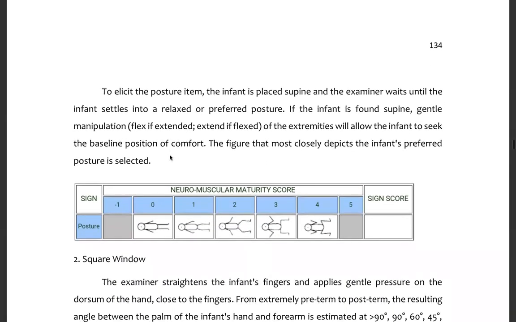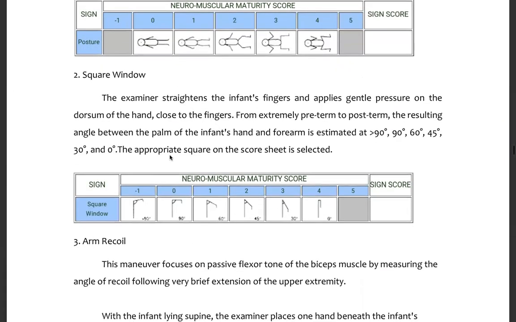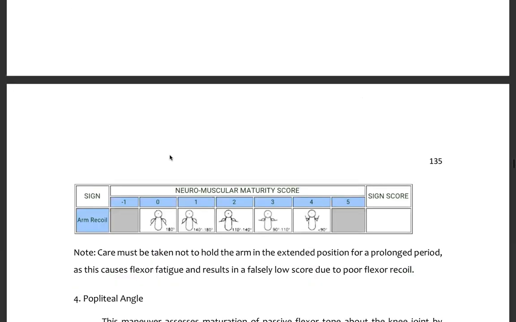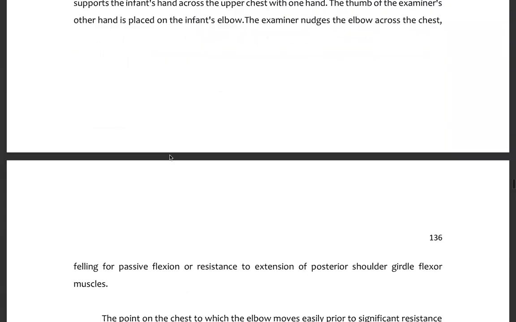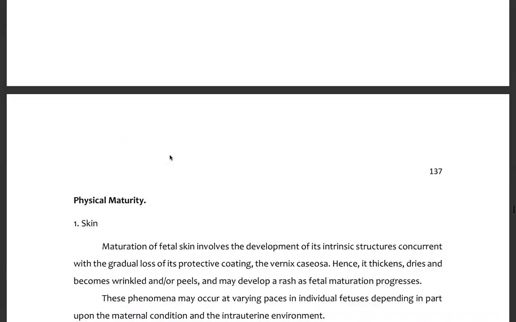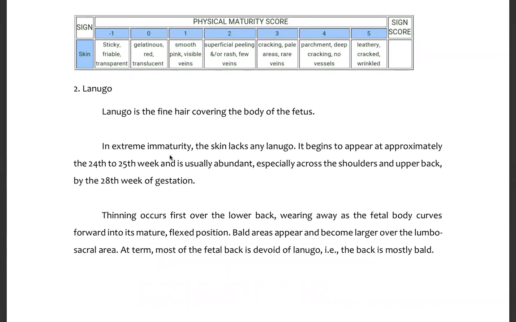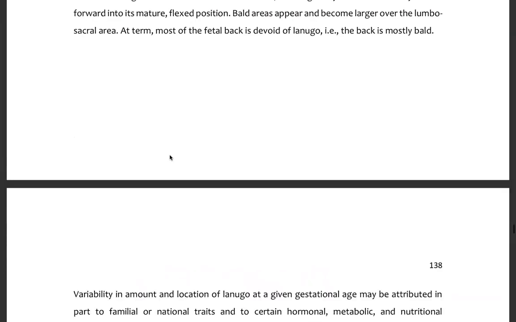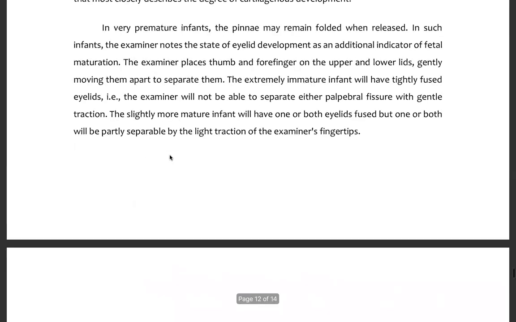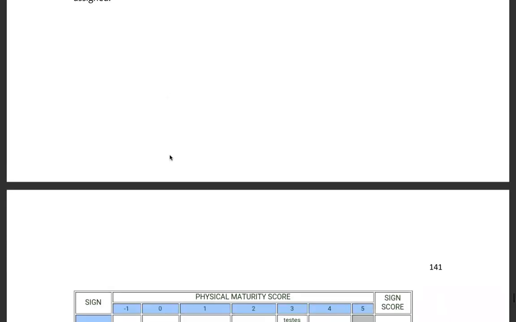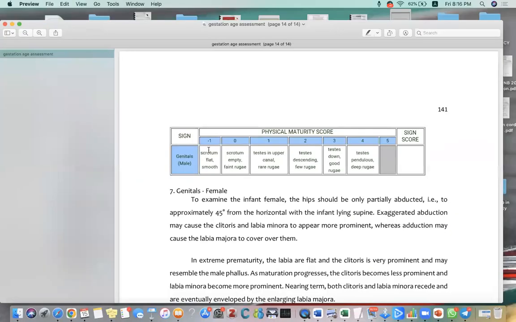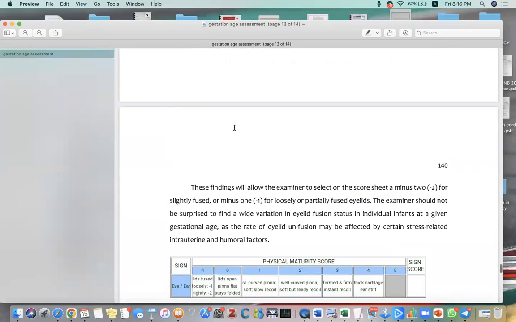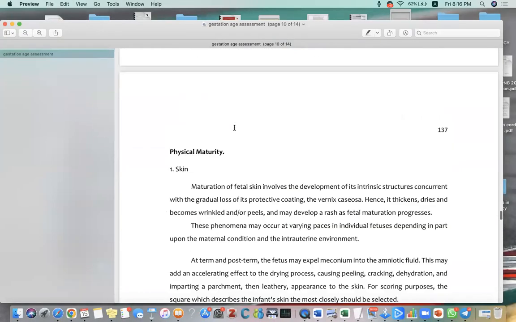Okay, so there are 6 neuromuscular scores, and then there are 6 physical scores. So you have to give scores for each of these, take the combined score, and then assign the gestational age. Each of these we can discuss, and how you assess each of these scores later. Okay, so I hope the gestational age assessment question you can write in detail.